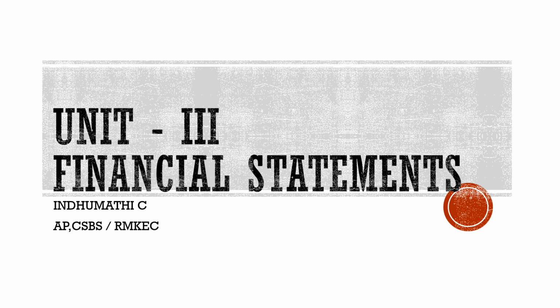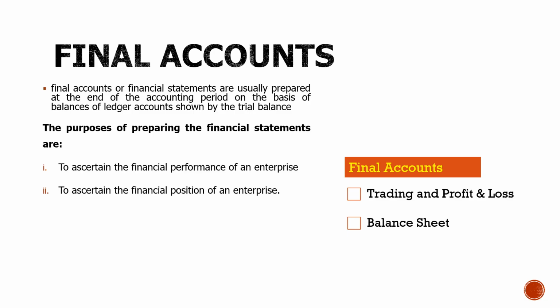Good evening. Now we'll see the third unit, financial statements. In this topic, we'll see what is financial statements or final accounts. This will be prepared after trial balance. So we know the flow. First, we have to create a journal book, then a ledger, and finally trial balance. After that, we need to create a financial statement.